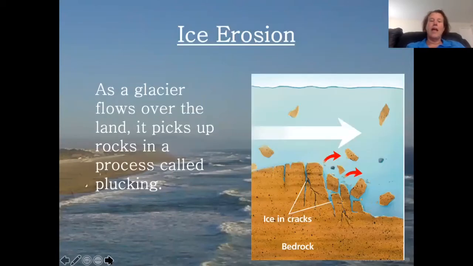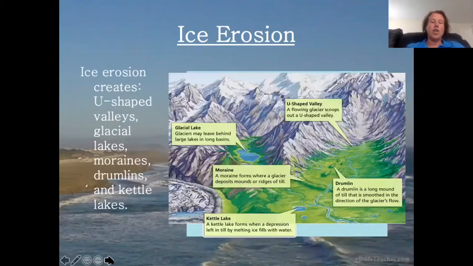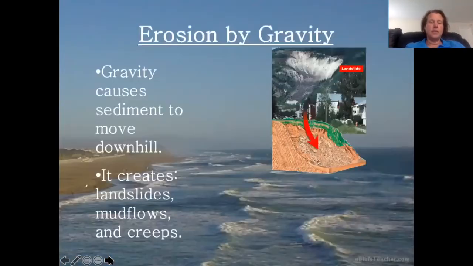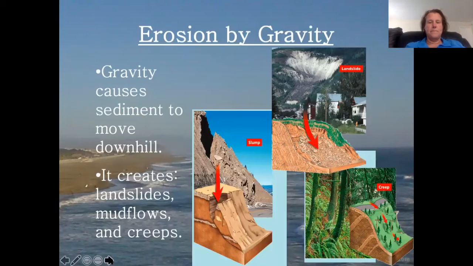Ice erosion. As a glacier flows over the land, it picks up rocks in a process called plucking. Ice erosion causes U-shaped valleys, glacial lakes, moraines, drumlins, and kettle lakes. Those are all caused by ice. But that U-shaped valley is very common with ice erosion. We'll study that more later. Erosion by gravity. Gravity causes sediment to move downhill. It creates landslides, mud flows, and creeps. All these different types of landforms.